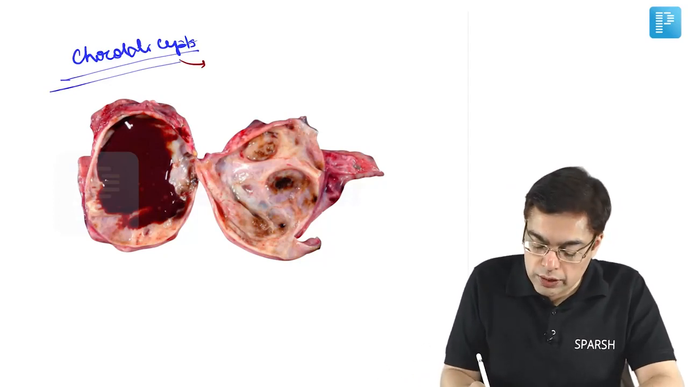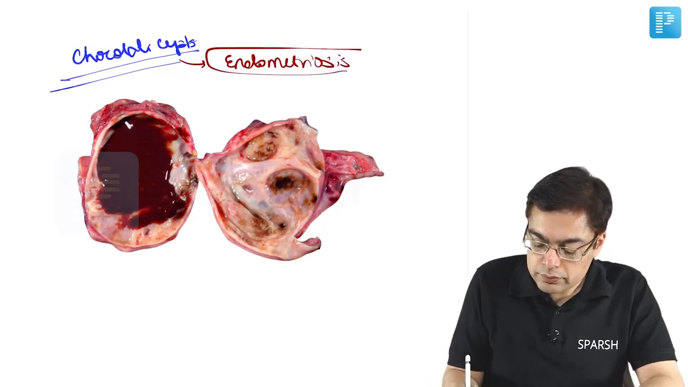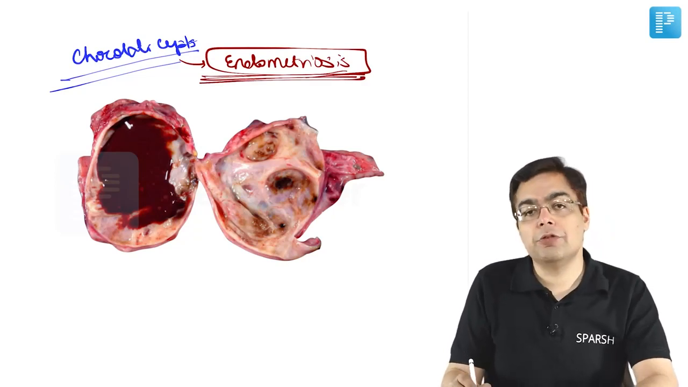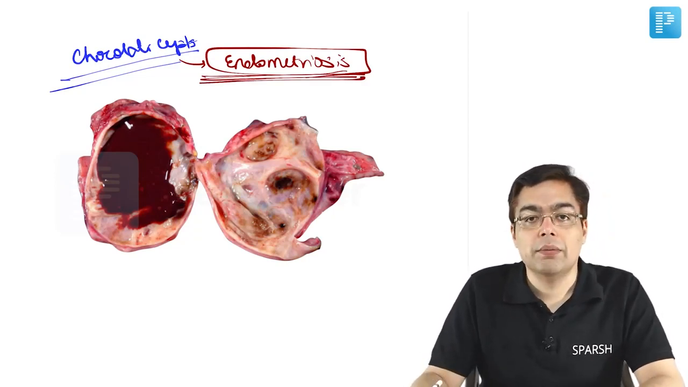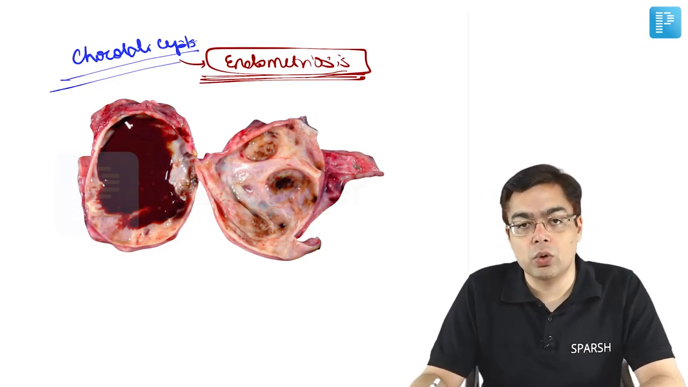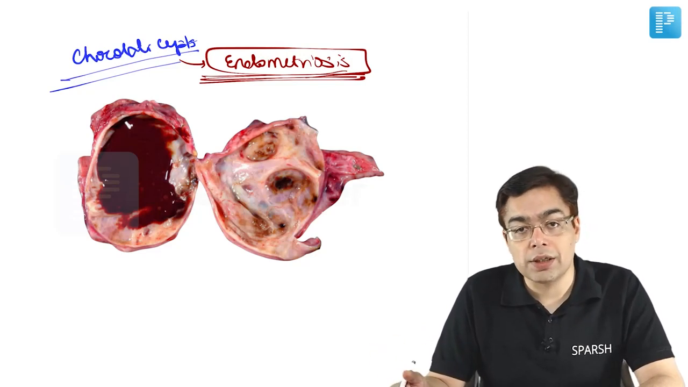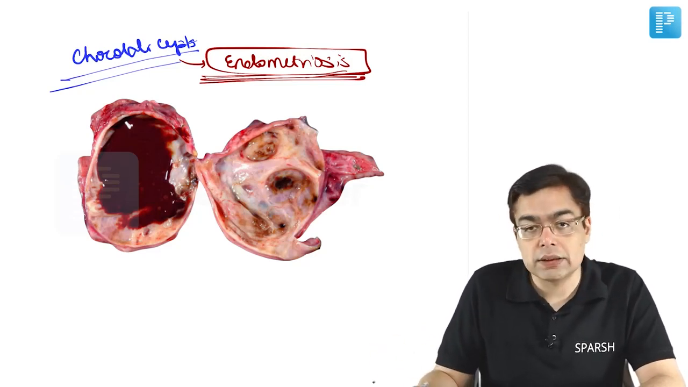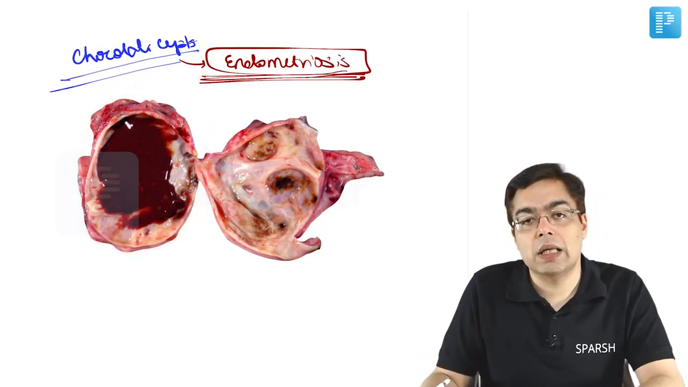The moment we are talking about chocolate cysts, the condition that comes to our mind is the presence of ectopic endometrial tissue. The commonest site for such a condition, which we term scientifically as endometriosis, happens to be the ovaries. So the ovaries are going to be having the presence of endometrial tissue. This is going to be undergoing cyclical changes, and because of cyclical changes, you would expect to have the presence of bleeding, which is going to be giving you this kind of an appearance, given the name of a chocolate cyst.